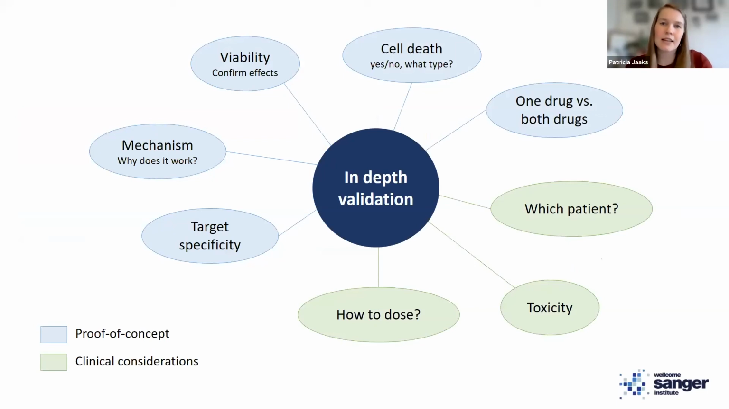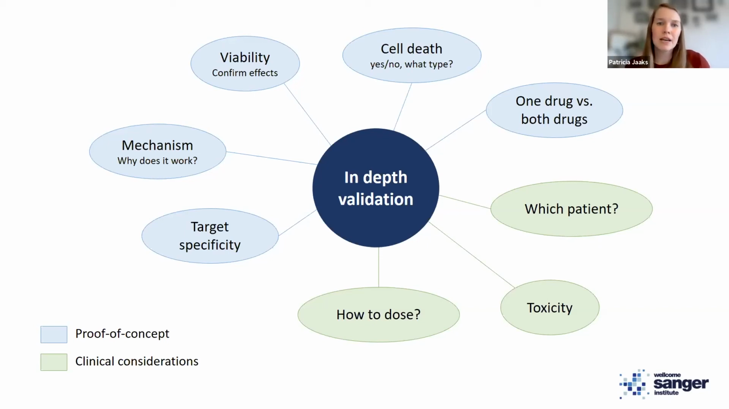And these experiments can come in a variety of experiments. In blue are the ones that I would rather call proof of concept. In green are the ones that are more clinically relevant. So when I go back into the lab, looking at a combination in detail, I'll look at, first of all, again, a viability assay. So the one that we have done on the big screen, just confirming what we have seen before. Then I'll be looking at whether the cells actually die or whether they just grow slower, because those are 2 different things. I would try to understand whether it's really just one of the 2 drugs driving the effect or both of the 2 drugs.